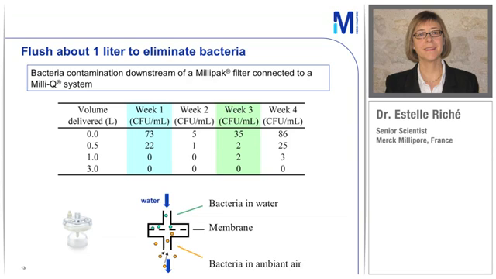So what this indicates is that the bacteria actually came from the ambient air and penetrated into the outside part of the membrane. So it's really important to flush out those bacteria that come from the air in order to have really clean water without bacteria. So once again, a few liters, so that will take a minute or two, and that's perfect. You will have high quality water.